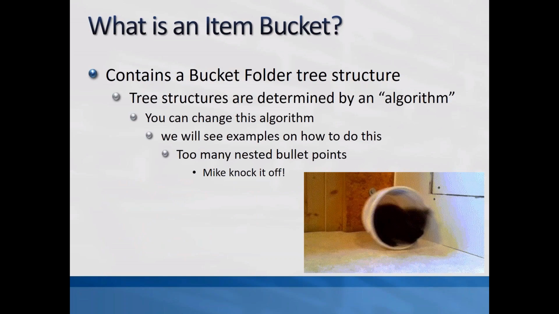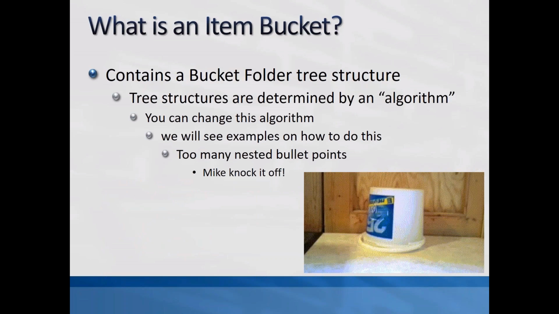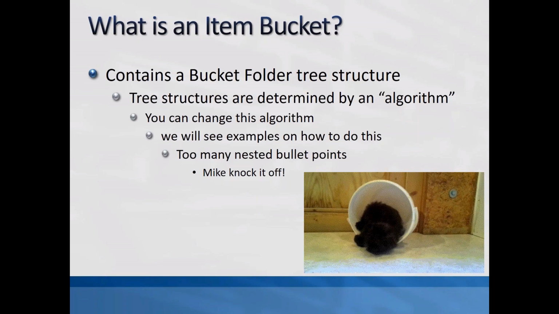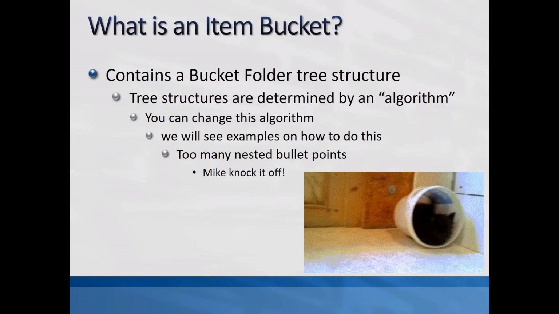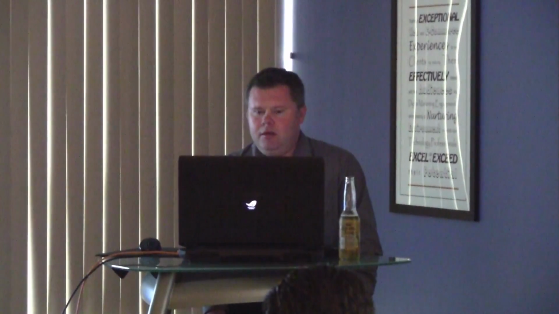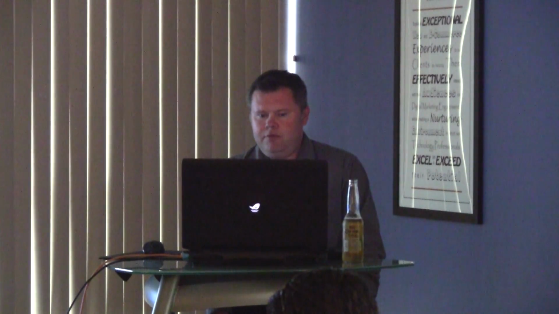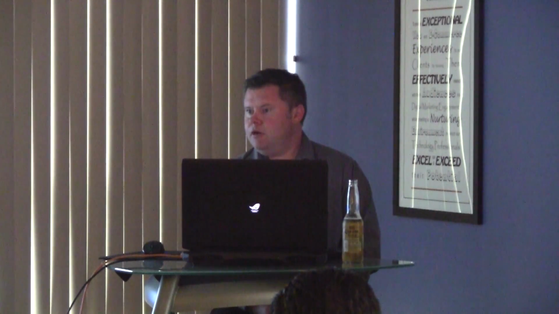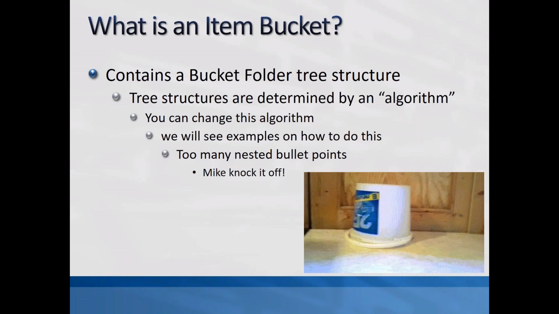All right, so what's an item bucket? Well, really, it's just an item, right? Everything in Sitecore is an item. Templates, fields, everything. The definition I came up with is that it's basically something that will contain a structure of bucket folders, which may or may not contain items or other bucket folders. The bucket folder structures are built by some kind of algorithm. We'll talk about that after. You can change the algorithm, which we'll discuss, and I have code to show that.